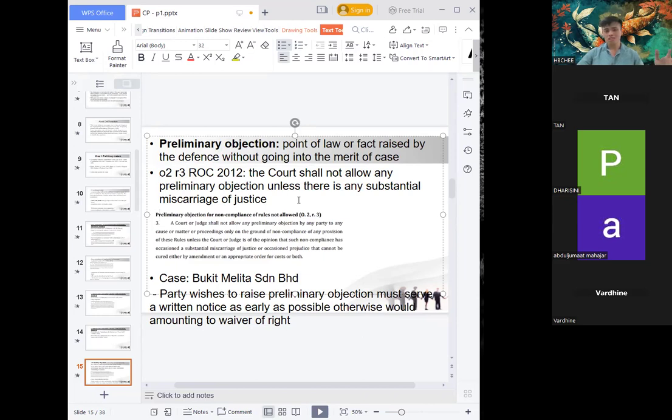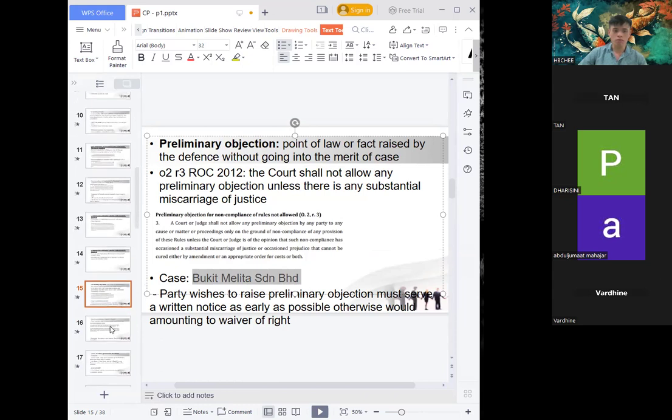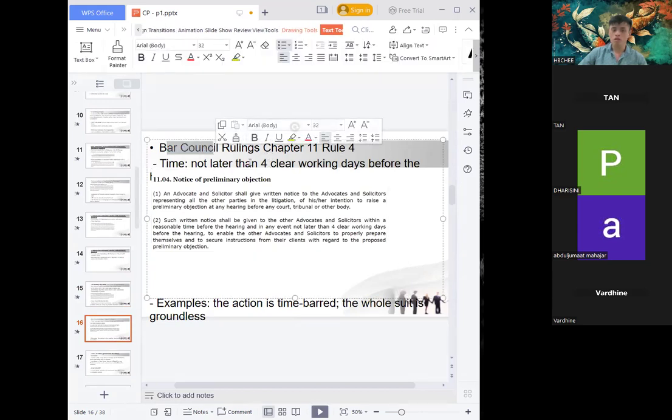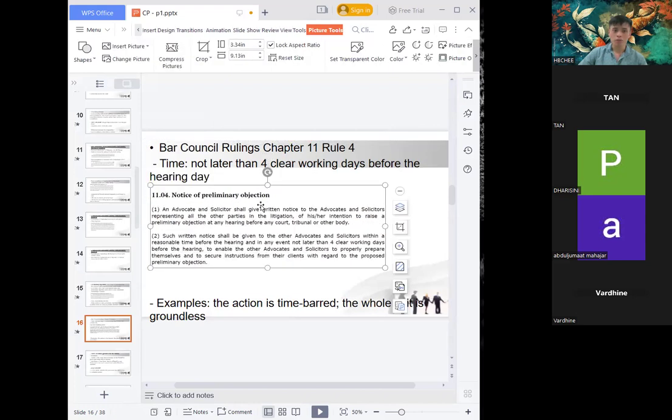You cannot, because you have to substantiate with your applicable law, like let's say the limitation period, or whatever irregularities they have done. You have to substantiate with a reasonable ground. In the case of Bukit Melita Sdn Bhd, if any party wishes to raise a preliminary objection, you must serve a written notice as early as possible. Otherwise, it amounts to waiver of right. If you want to know the time frame, it is given under Bar Council ruling chapter 11 rule 4: not later than 4 clear working days before the hearing day. If you fail to do so, then you cannot raise the preliminary objection already.